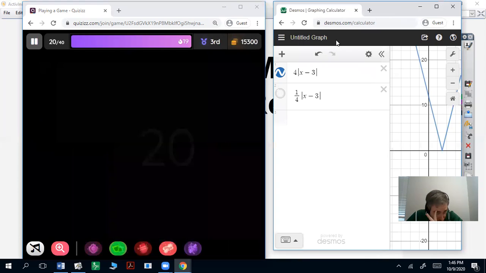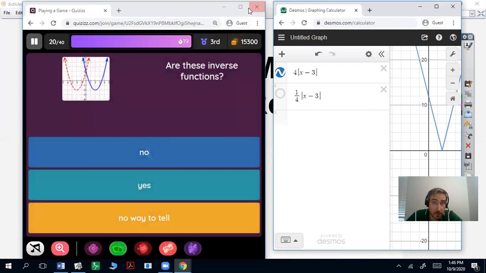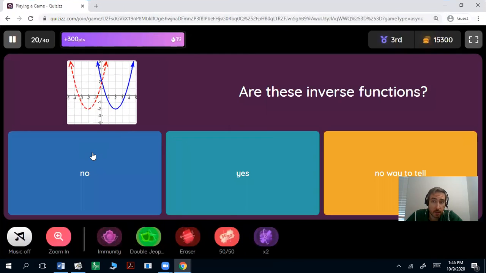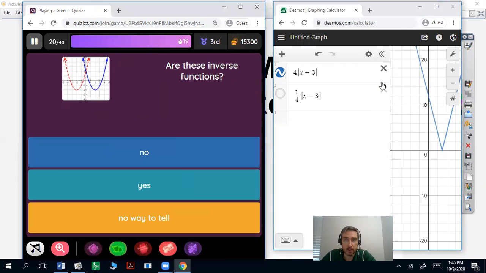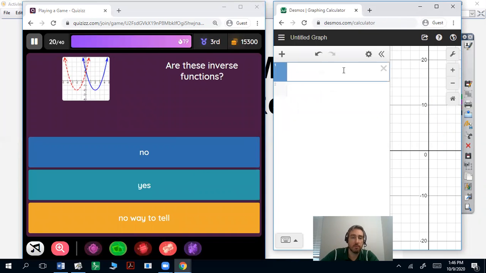All right, last question. Are these inverse functions? No, yes, no way to tell. Inverse functions are reflections over the diagonal line y equals x. Here's an example. An inverse function, let's say x squared, we'll just say for x greater than or equal to 0, so we can just focus on that portion.